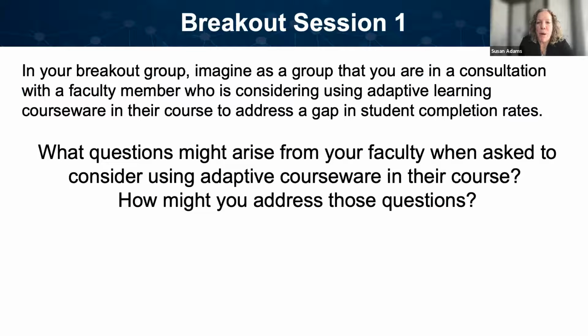So since our numbers are at about 40, we're going to take this first breakout session and keep it as a larger group discussion. And then we're going to present some more information to you, and then give you an opportunity to meet with your colleagues on this session for some case studies and some workshopping to work through practicing how you might address some of those cases that we've found have arisen. But in this initial piece, we'd like to ask you the question and invite you to take off the mute of your mic and tell us what questions you could imagine might arise from your faculty when asked to consider adaptive courseware in their course. And then how might you address those questions?